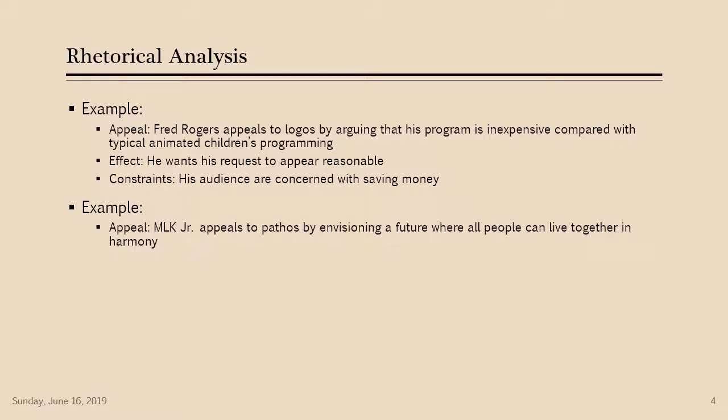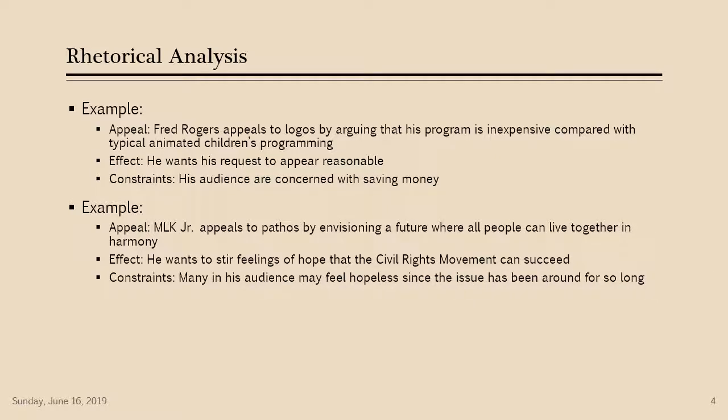Here's another example. The appeal: when Martin Luther King Jr. appeals to pathos by envisioning a future where all people can live together in harmony, the effect he's going for is that he wants to stir feelings of hope that the civil rights movement can ultimately succeed. And he's doing this because many in his audience may feel a certain hopelessness since this issue has been around for so long without resolution.